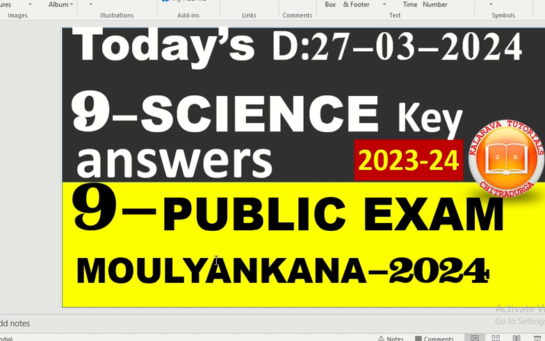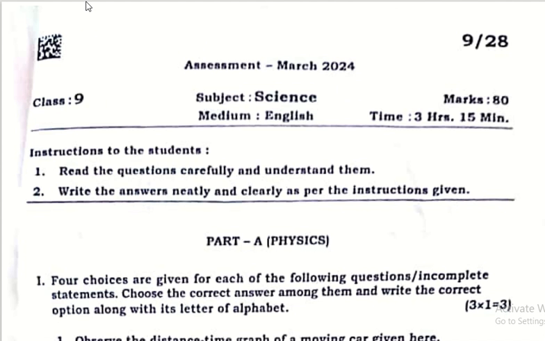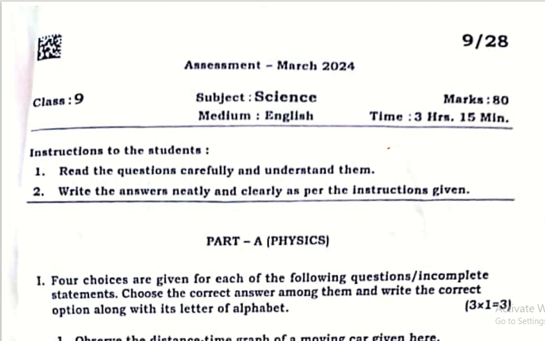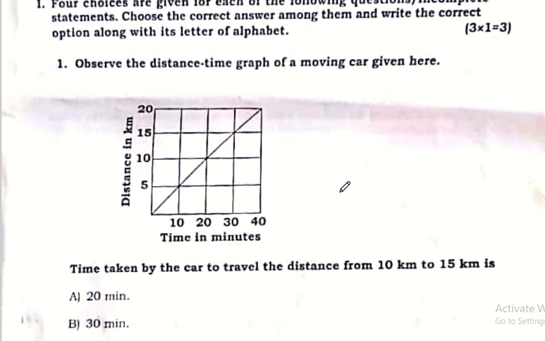Okay, now we will see the key answer of this science question paper. Students, this is the question paper you attended. We will see the key answers for this one. First part, physics part. Observe the distance-time graph of the moving car given here. Here it is a uniform velocity. The car is moving in uniform velocity.